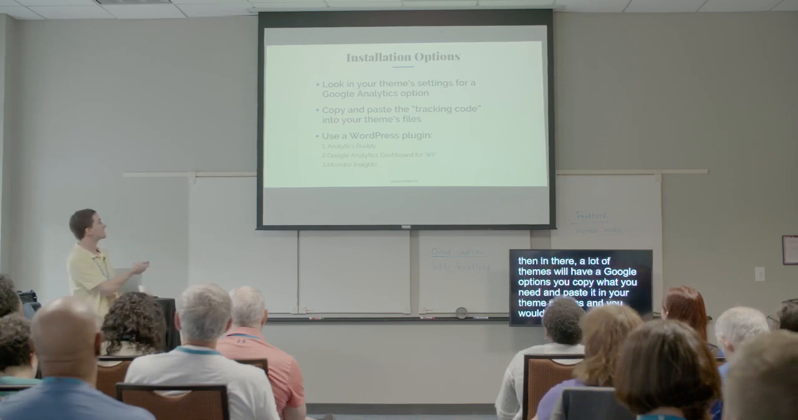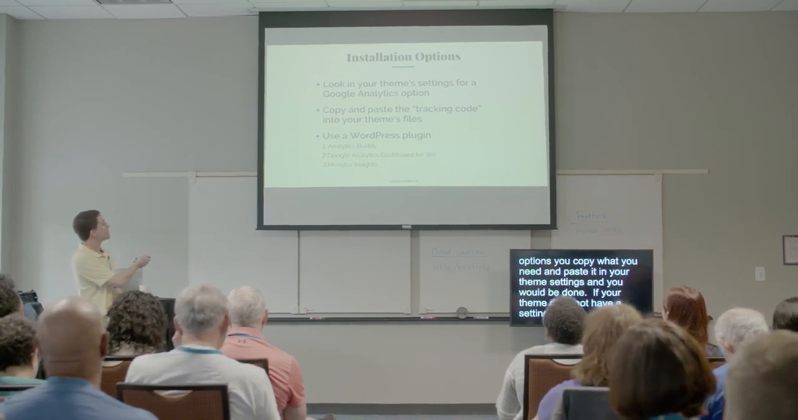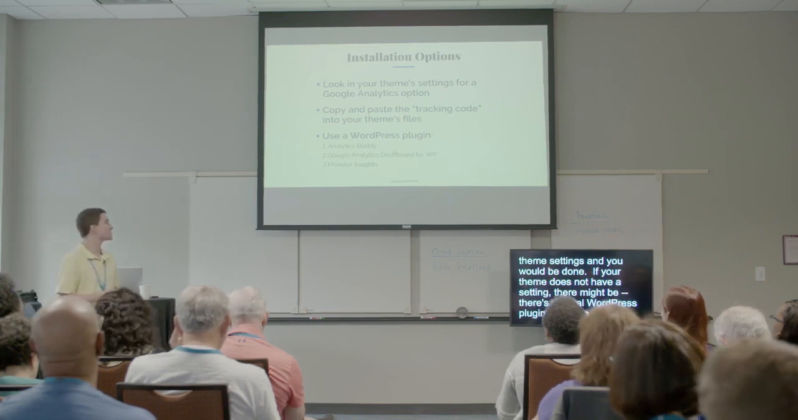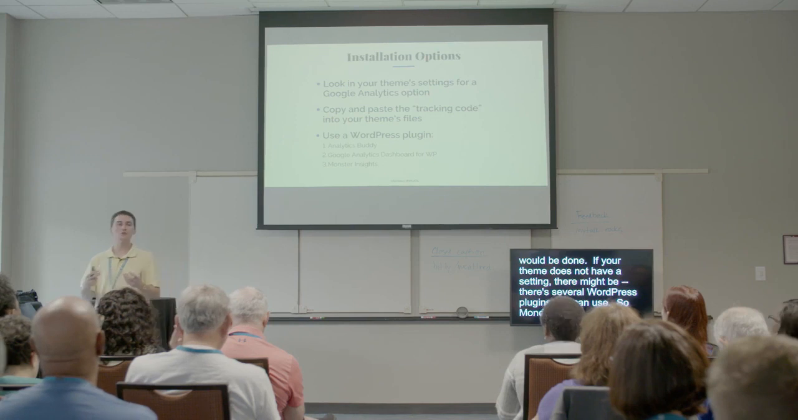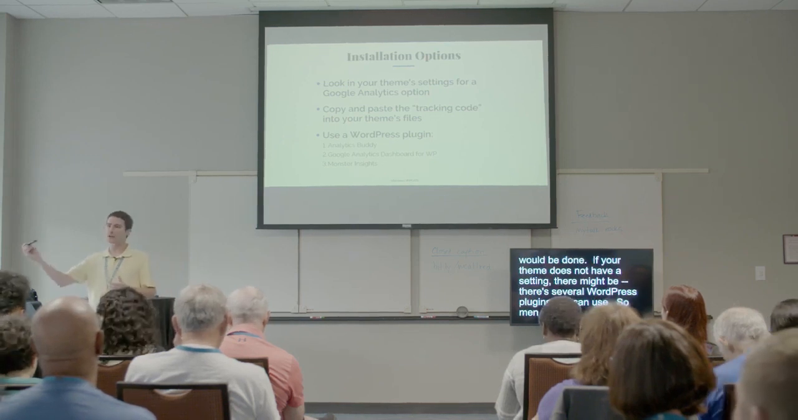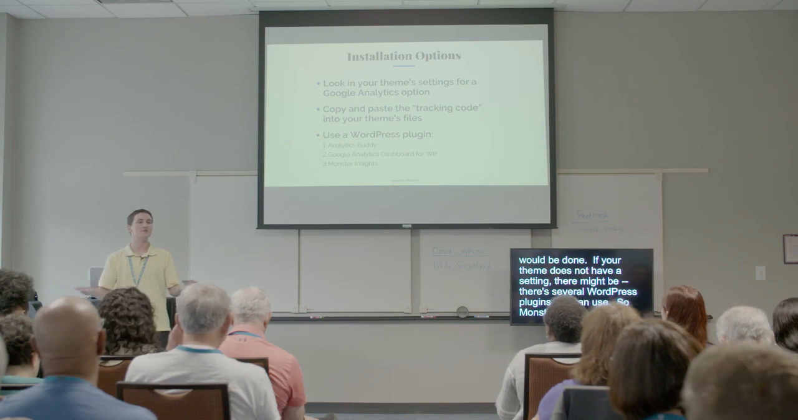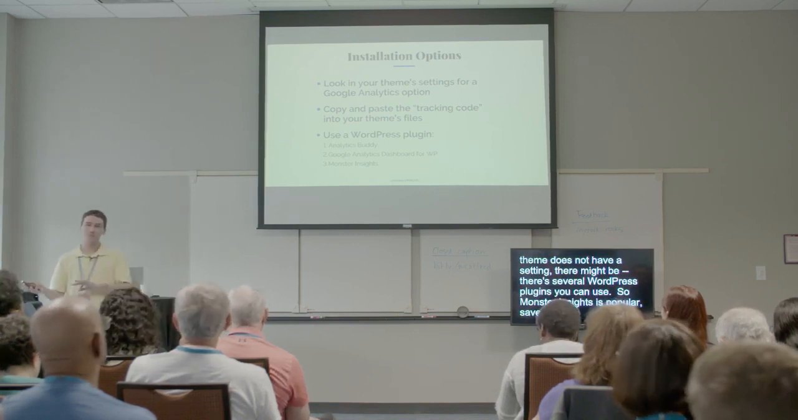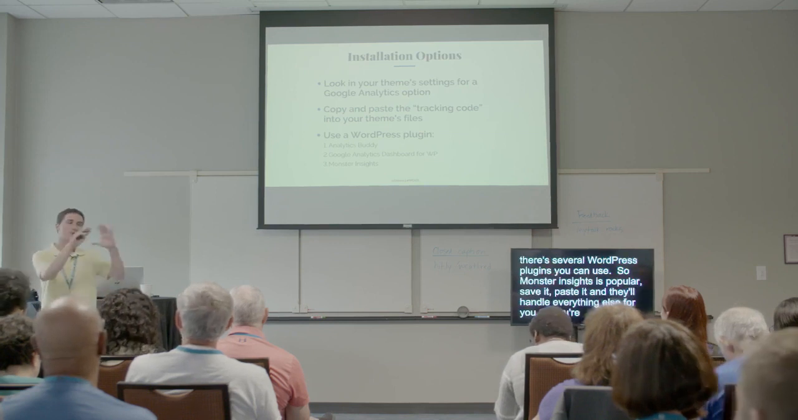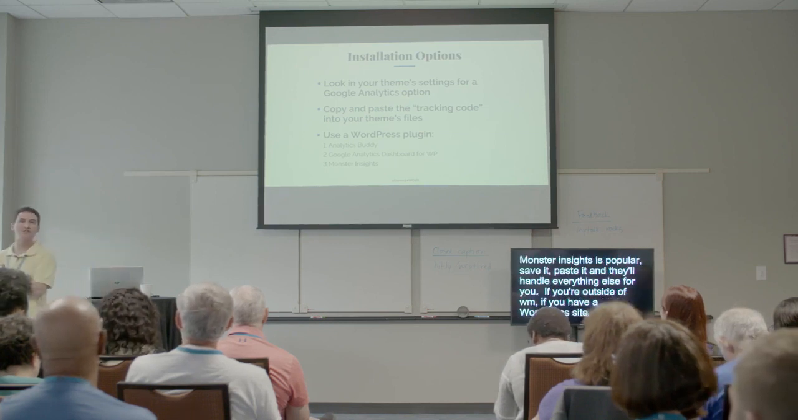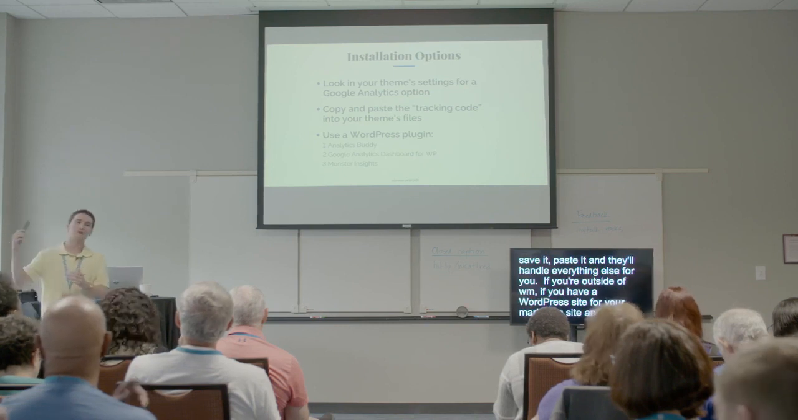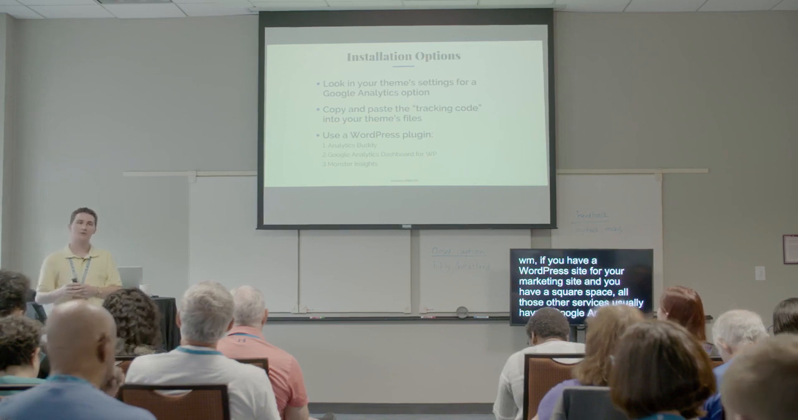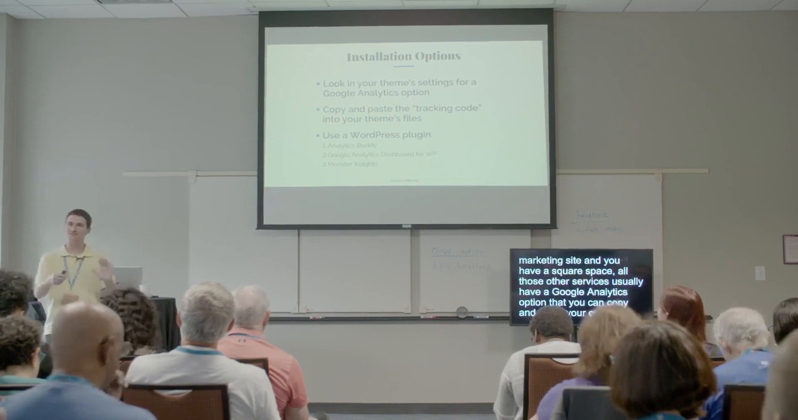If your theme does not have a setting, there's several WordPress plugins you can use. Monster Insights is very popular. Google Analytics Dashboard for WP is also very popular. Those work very similarly in that you just copy a little bit from the tracking info page, paste it in, save it, and you'll be done. And they'll handle everything else for you. Now, if you're outside of WordPress, maybe you have a client site or an extra site, say a WordPress site for your marketing site and then a Squarespace or Shopify site for actually selling products, all those other services usually have a Google Analytics option in their advanced settings that you can just copy and paste your code into, and you'll be done as well. So it's fairly easy, hopefully, to get it up and running.